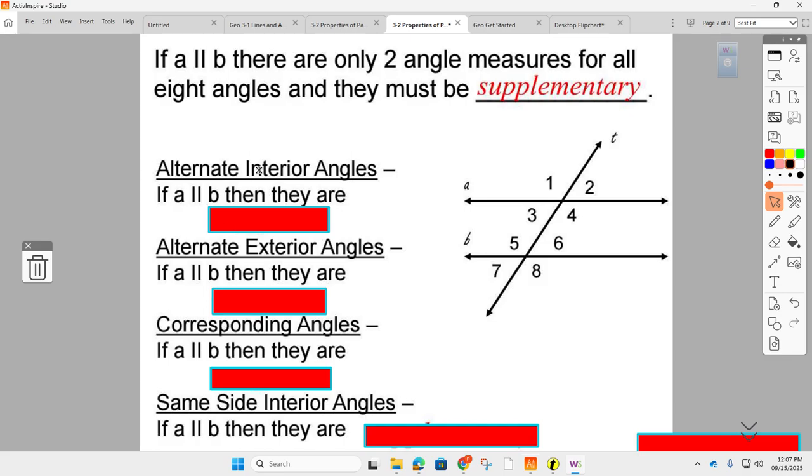So for the first pair of angles, alternate interior angles, it says, if A is parallel to B, then they are what? So let's find a pair of alternate interior angles. They both have to be inside, so it's got to be one of these 4 angles, 3, 4, 5, and 6. But alternate means what, Dallas? What does alternate mean on these angles?